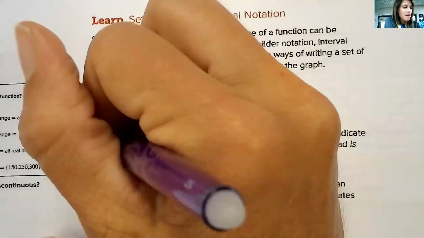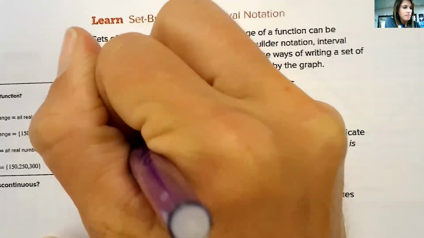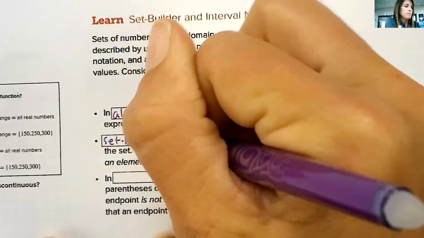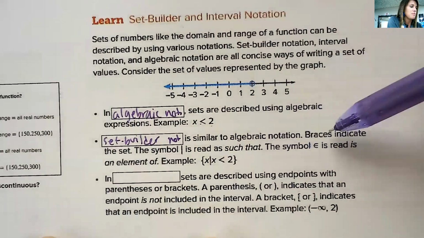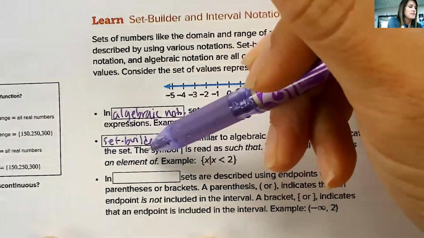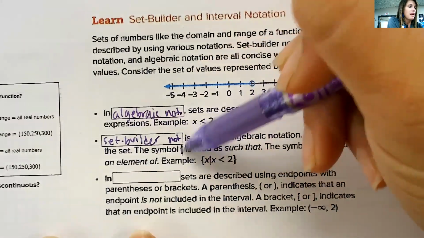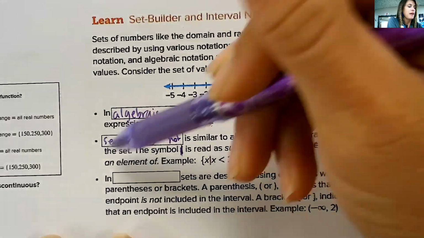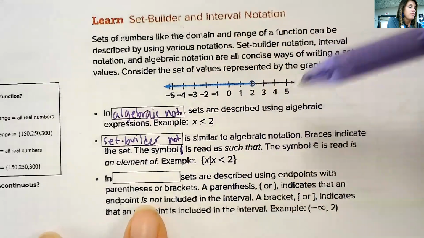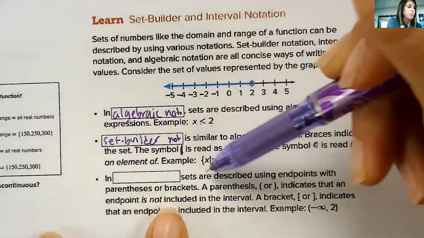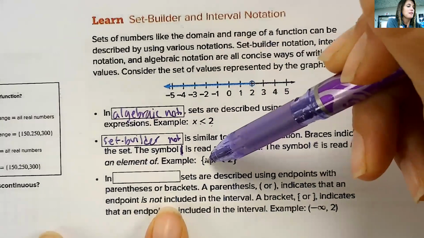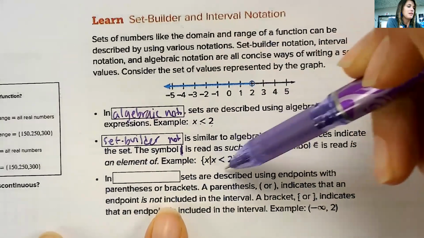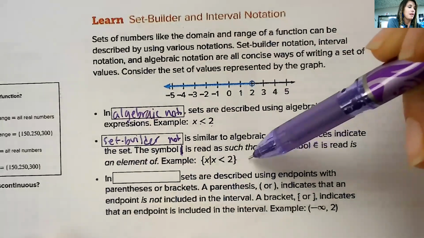If we want to use set builder notation, it's similar to algebraic notation, but braces indicate the set. The symbol straight up and down is read as "such that," and the symbol that looks like an E is read "an element of." For example, there are squiggly brackets, x such that x is less than 2. Okay, they might write it like that.